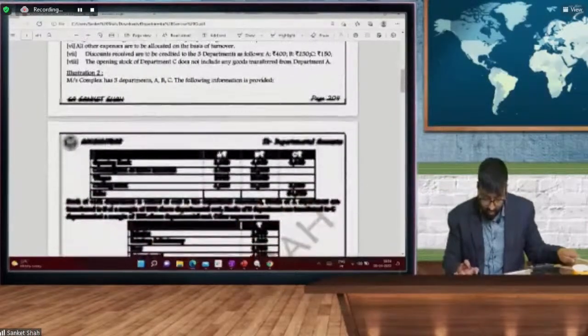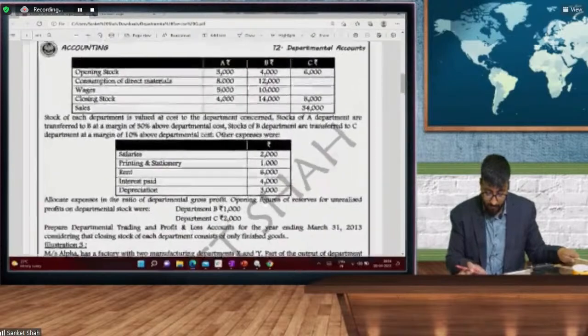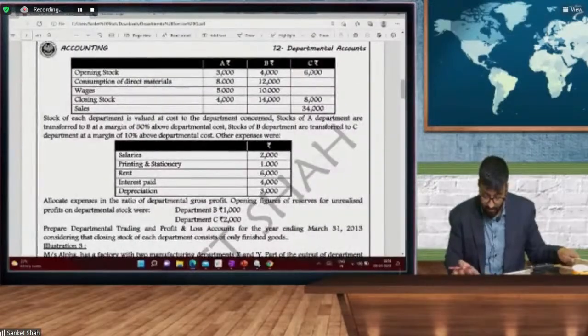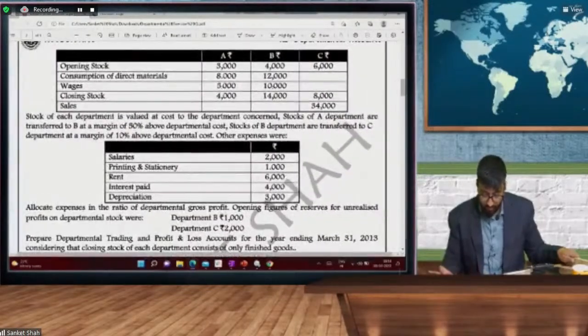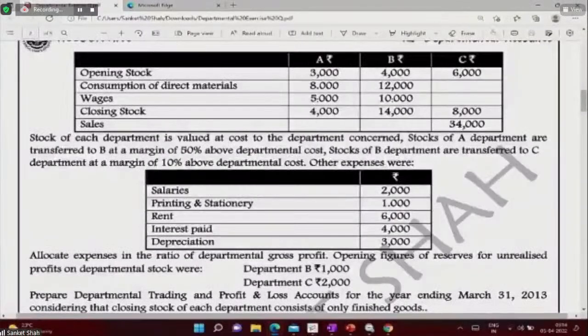Solve the Complex Department question. There are 3 departments. Yes, you can take a screenshot of this. I want every one of you to please solve this question. Day after tomorrow, I'm going to solve it. Please, you try this question. Very important one, not the same question as in the study material.